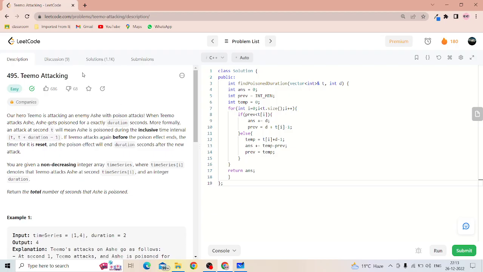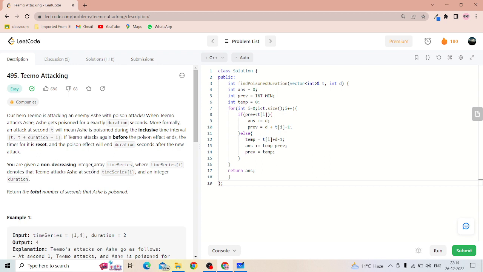The problem is Teemo attacking. So the question is, our hero Teemo is attacking an enemy Ash with poison attacks. When Teemo attacks Ash, Ash gets poisoned for exactly duration seconds. More formally, an attack at second t will mean Ash is poisoned during the inclusive time interval t to t plus duration minus 1. If Teemo attacks again before the poison ends, the timer is reset and the poison effect will end duration seconds after the new attack.